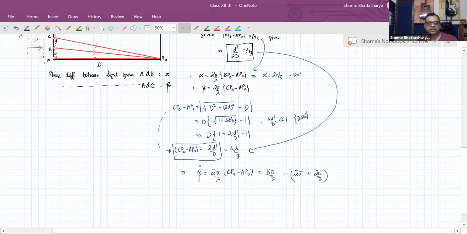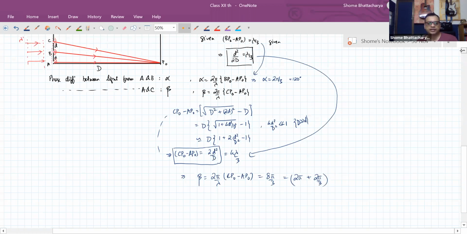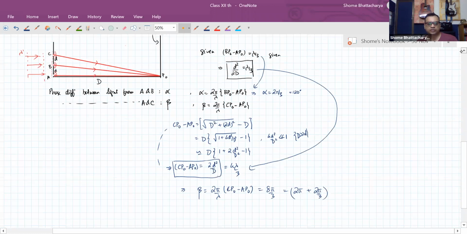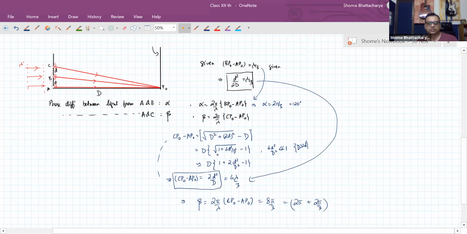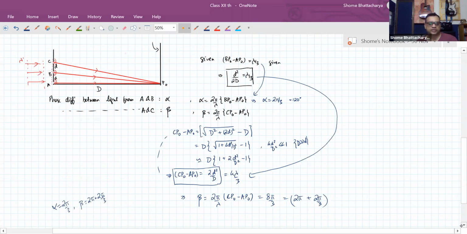So that's how we understand that actually the phase difference between light coming from B and C is just 2 pi. That is why from A and C it is 2 pi plus pi by 3, plus 2 pi by 3, right? So now that we have got alpha and beta, we know alpha is 2 pi by 3 and beta is 2 pi plus 2 pi by 3. So we realize that the rays coming from B and C have a phase difference of 2 pi only. So they are in phase actually in that sense.